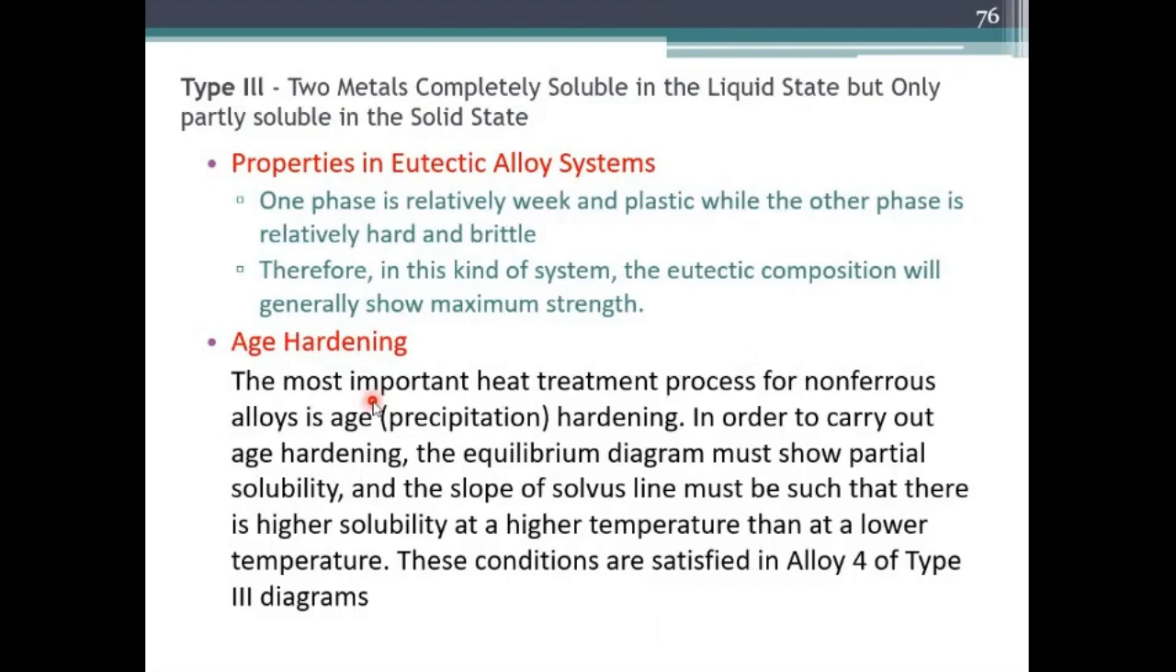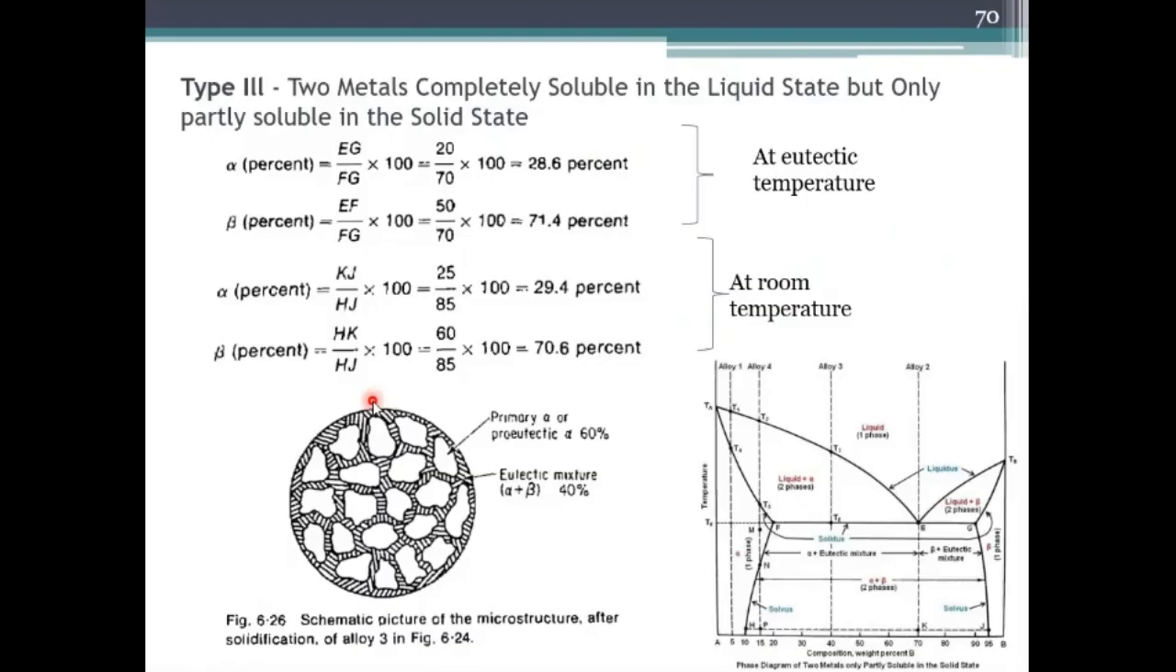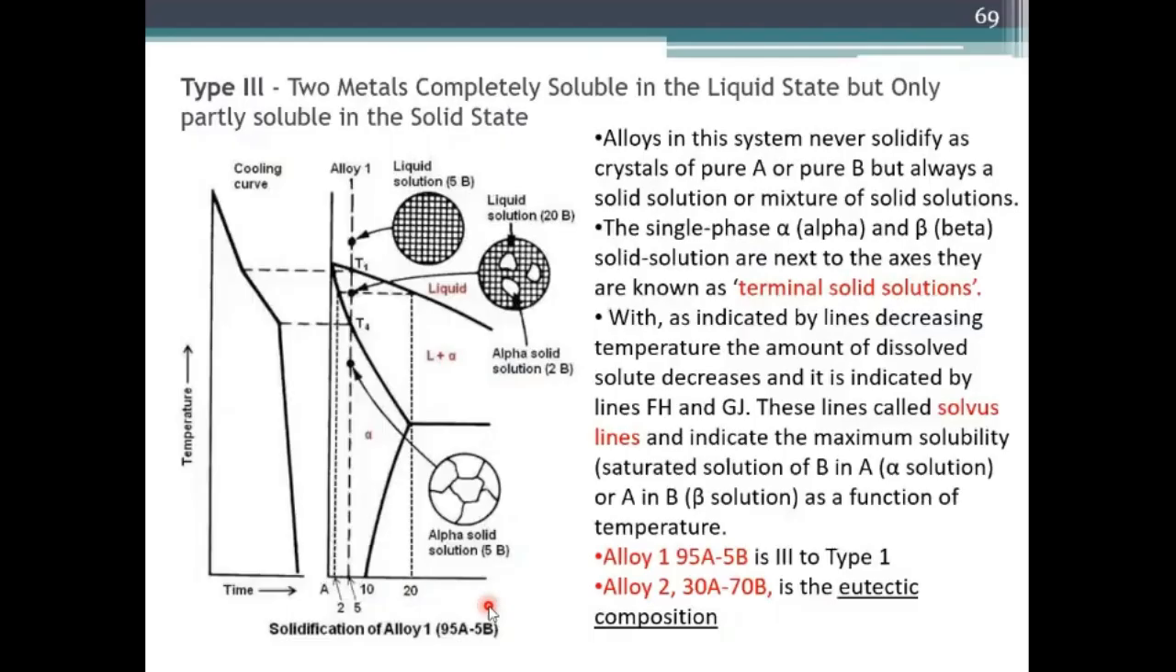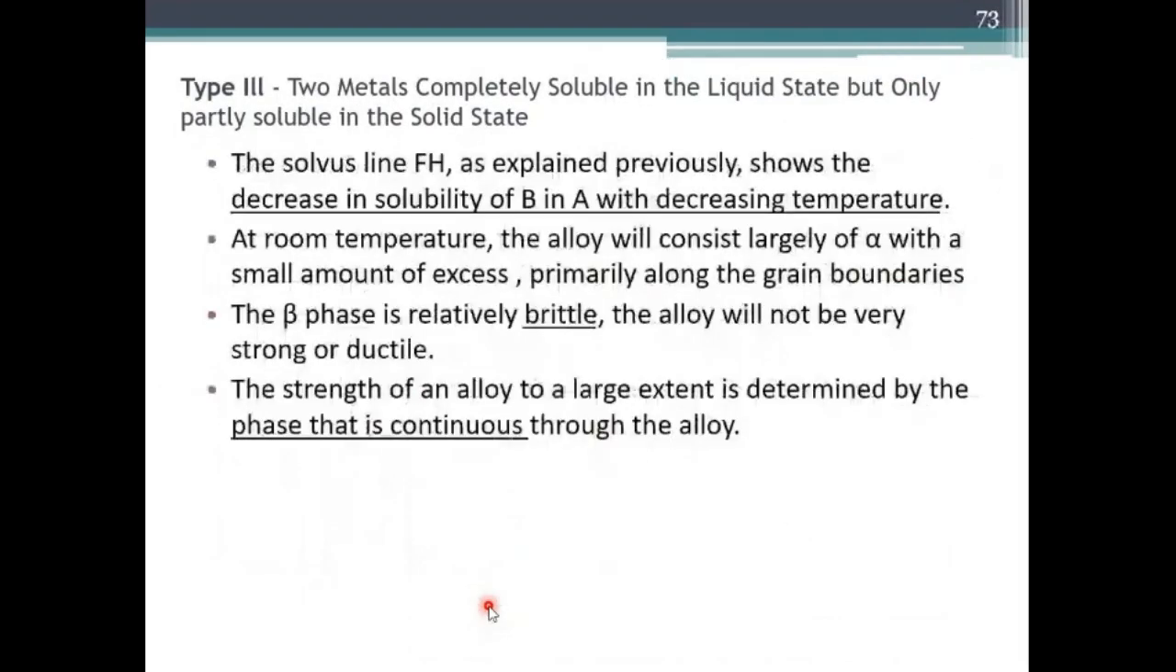That 70 by 30 will give you comparatively the maximum strength. In these compounds, age hardening is nothing but the heat treatment process of these non-ferrous alloys. If you do age hardening, the equilibrium diagram will show some partial solubility, with higher solubility at higher temperature than at lower temperature. These conditions are usually satisfied only by alloy 4 of type 3. Where is alloy 4? It is here: 15 percent B and 85 percent A.